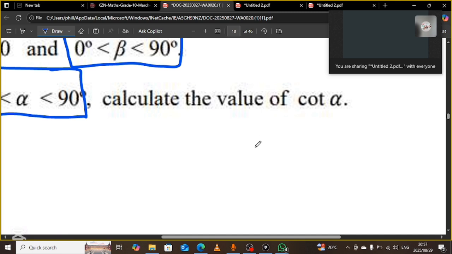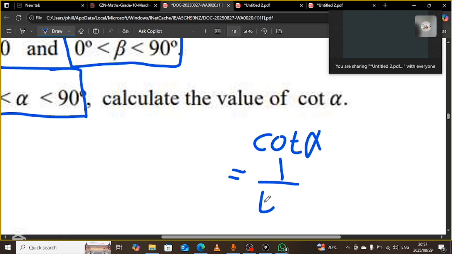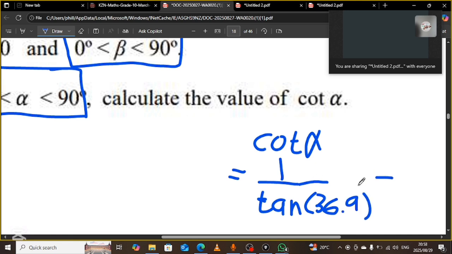What will be cot alpha? Cot alpha is the reciprocal of tan. So we're going to change this one. That is adjacent over opposite. So this is going to be 1 over tan. And then what is our alpha? Our alpha is 36.9. So you can punch this on your calculator and find the value of this. Calculate. 1.33.